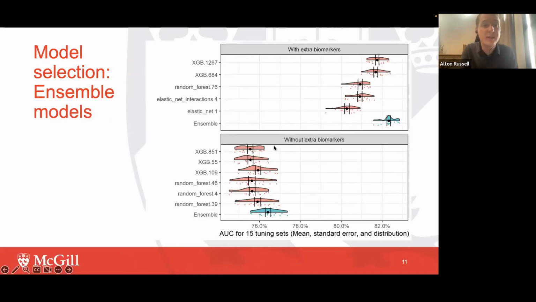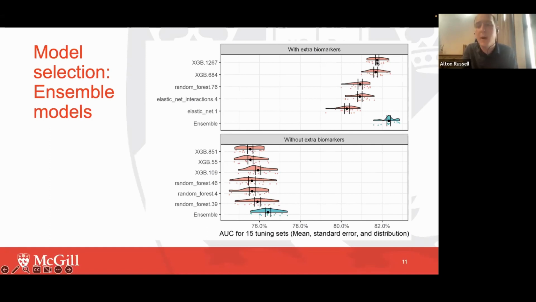So here, these plots are showing, for the top, the model with the extra biomarkers, and the bottom, without. XGB1267 is one configuration of an extreme gradient boosted machine. Each of these 15 dots is the performance on one of our 15 tuning sets. And then I just plotted the distribution and the mean and standard error.